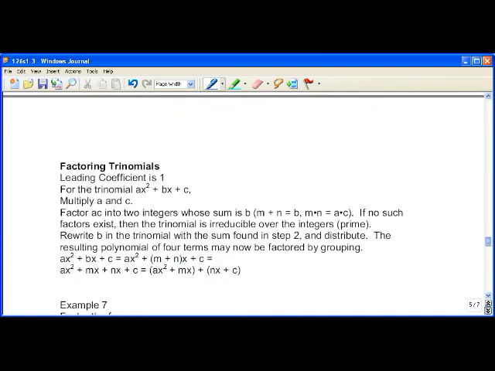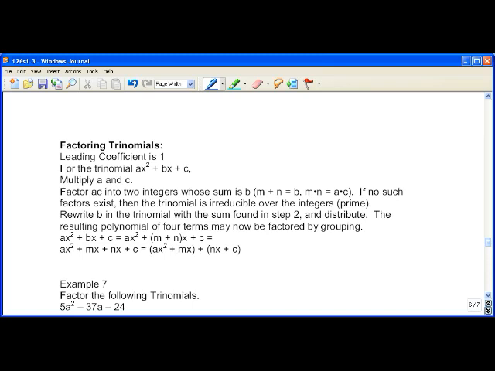Okay, now let's talk about factoring trinomials. I should say leading coefficient is not 1. It's ax squared plus bx plus c. You have a leading coefficient that's not 1. Here you're going to do something. In essence, you're going to make it 4 terms and then factor by grouping. That's what's really happening here.